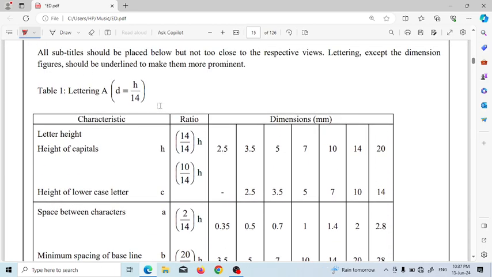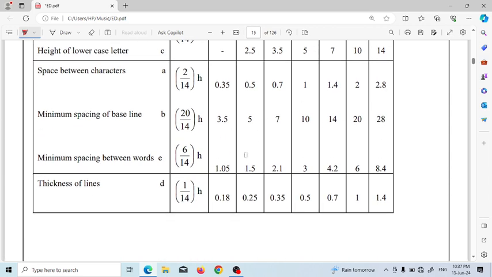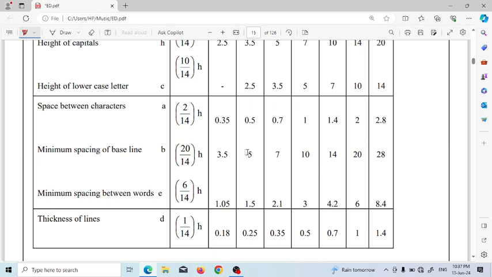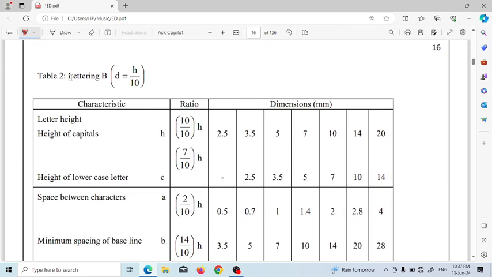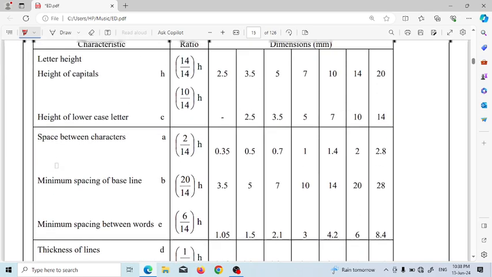So these are the details for lettering A. Letter height will be 14 by 14 h, and dimensions in mm are 2.5, 3.5, 5, 7, 10, 14, 20. And the height of the lowercase will be 2.5, 3.5. Just go through this table, simply read this, no need to remember. And this is table 2 for lettering B, and the ratio will be 10:10, and d is equal to h by 10, and the dimensions are 2.5, 3.5. This is the height of lowercase letter 2.5, 3.5. Just go through this table.